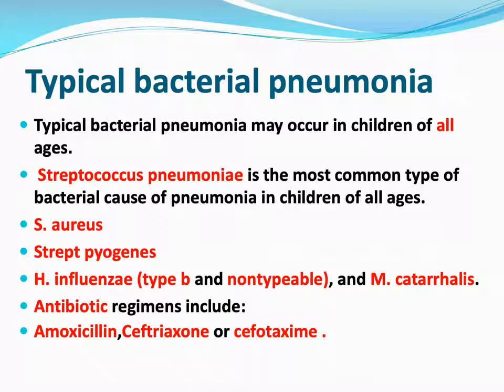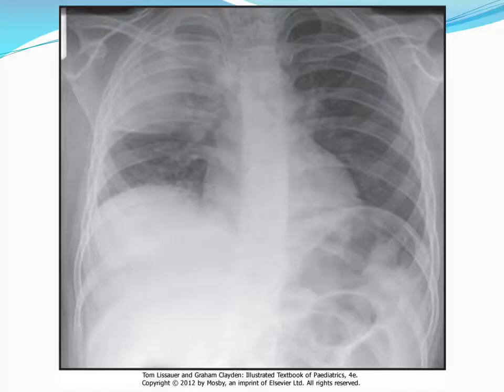Typical bacterial pneumonia may occur in children of all ages. Streptococcus pneumoniae is the most common bacterial cause of pneumonia in children of all ages. Staphylococcus aureus, Streptococcus pyogenes, Haemophilus influenzae type B and non-typeable, and Moraxella catarrhalis are other bacteria that might cause pneumonia in children. Antibiotic regimens might include amoxicillin, ceftriaxone, or cefotaxime. This chest X-ray shows the typical homogeneous opacity of right-sided upper lobe pneumonia.